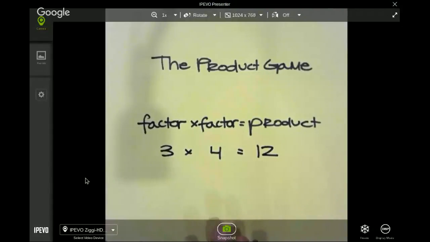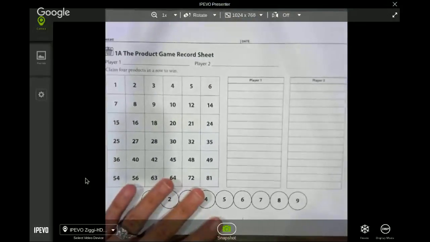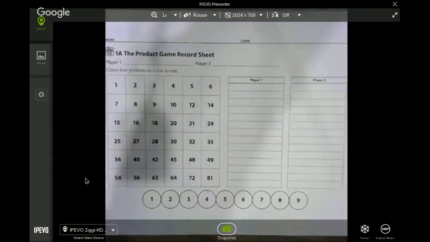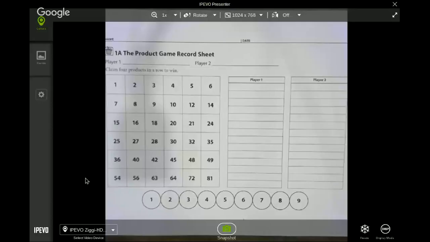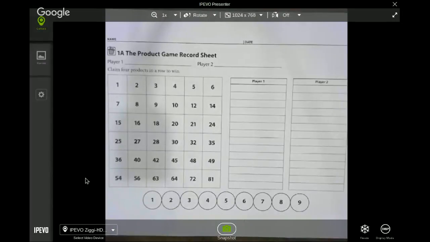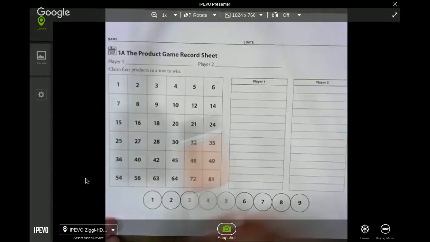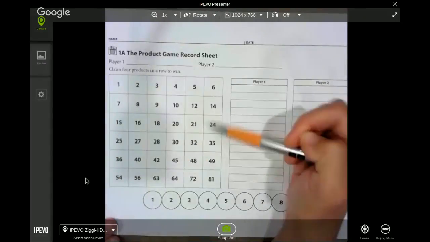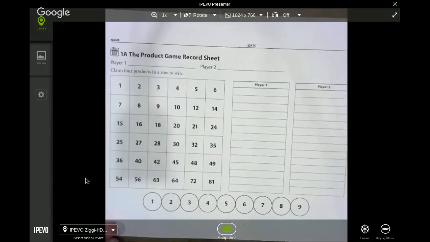Okay? So let's review how to play the product game. You'll have a sheet that looks like this. And the object of the game is to get 4 in a row on the board. Okay? The 4 in a row can be horizontal, vertical, or diagonal. It really doesn't matter. Okay?